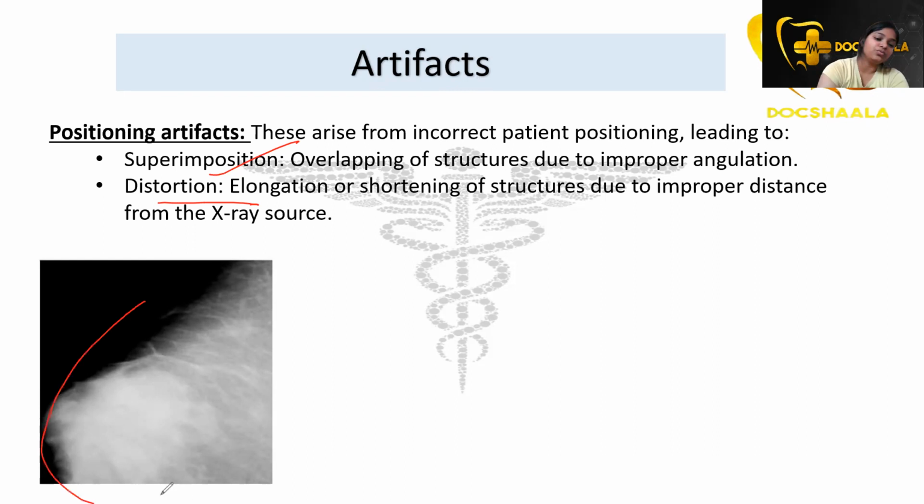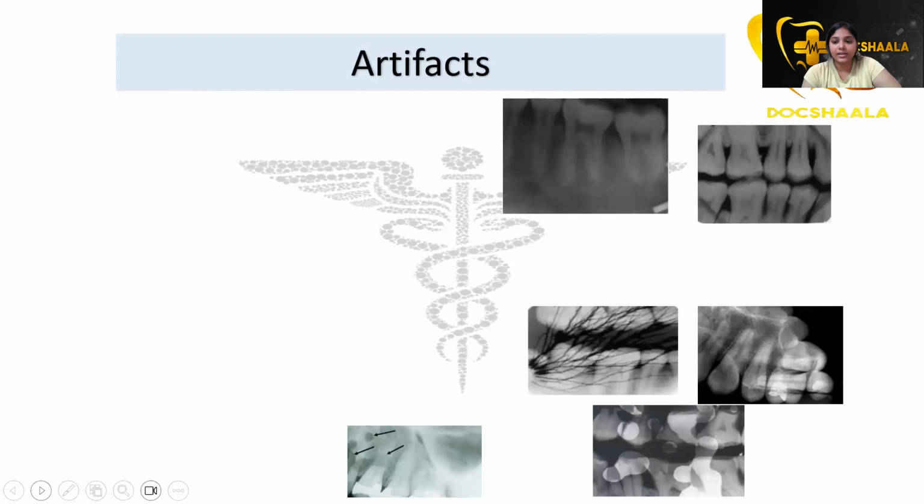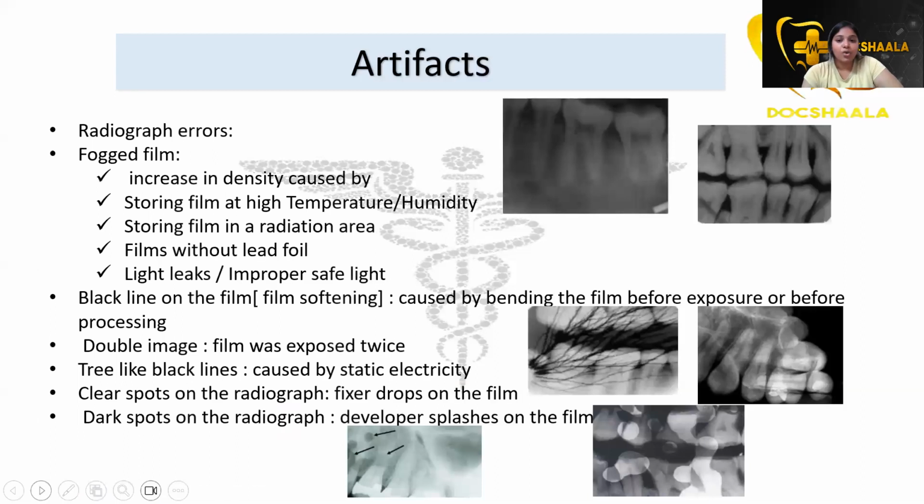See here, completely image is distorted. You cannot see anything, nothing is visible there. So this kind of images are produced when there is a positioning error of our positron emission device. So next, these are also different types of artifacts, and let's just see one by one quickly where all we can see this. So fogged film.